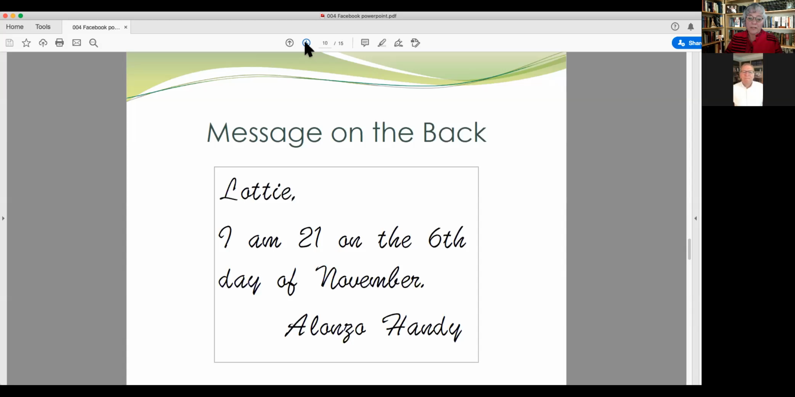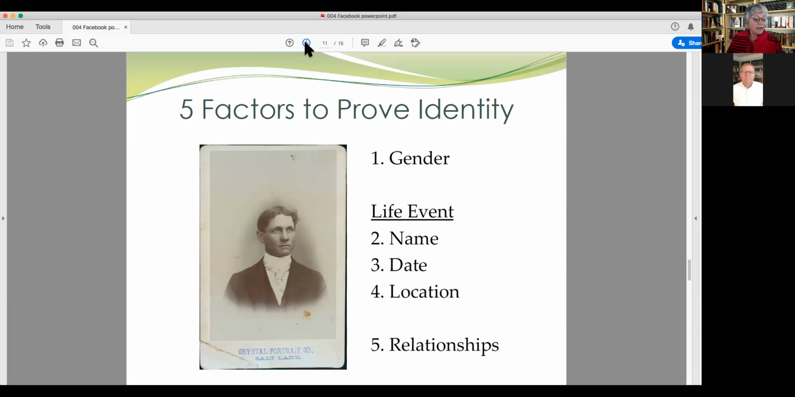There was also a short message on the back. It says, Lottie, I am 21 on the 6th day of November. Alonzo Handy. Now I have an exact name and a day and a month. So I have a gender, a name, a day and a month with a probable year and a probable location. The thing that I'm missing is a relationship. I have no idea how Alonzo and Lottie are connected.